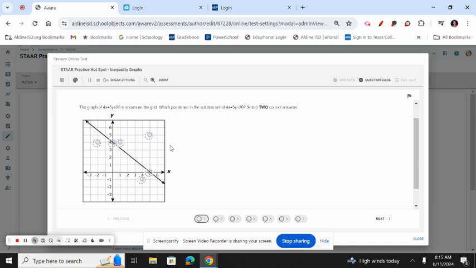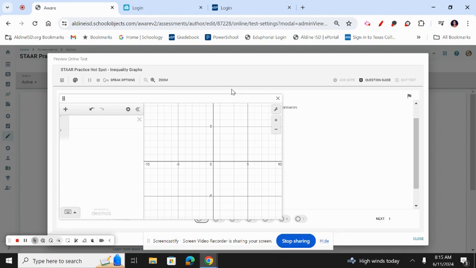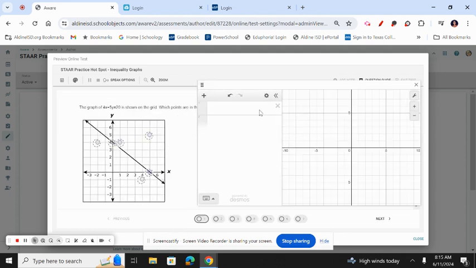Alright, so we're going to click the actual ordered pair, and we're going to figure out which one would be in the solution set. That means that it makes the inequality true. So we're going to use the graphing calculator to help us out. And we're going to do the first ordered pair. This is negative 2 and 4. So we're trying to see if that's going to be in the inequality.